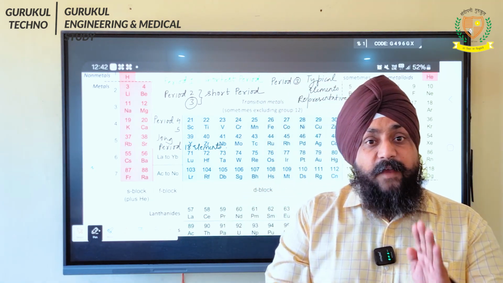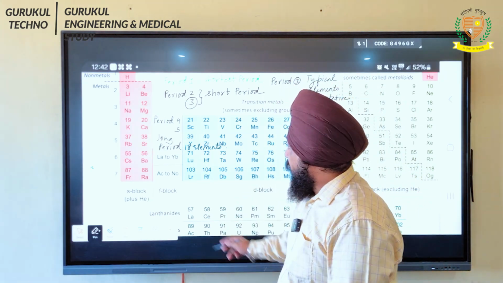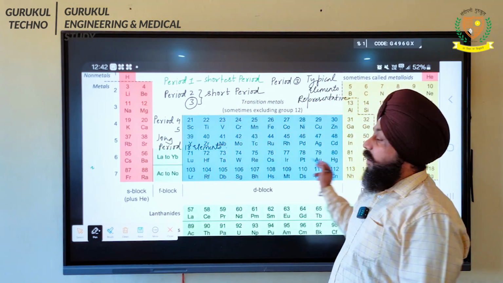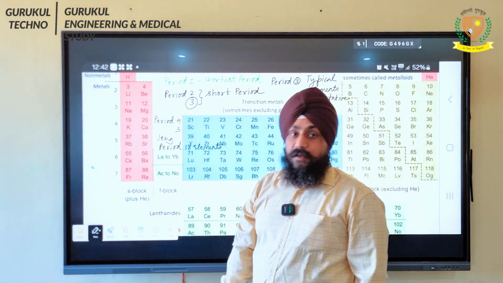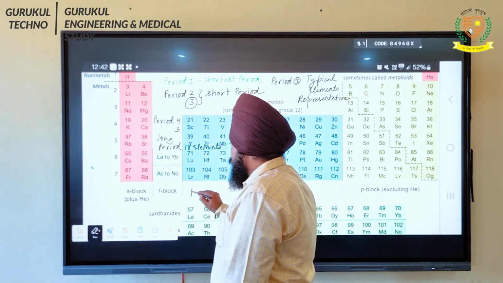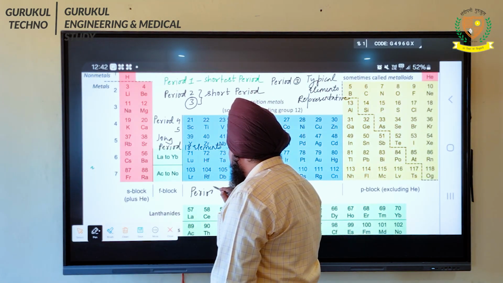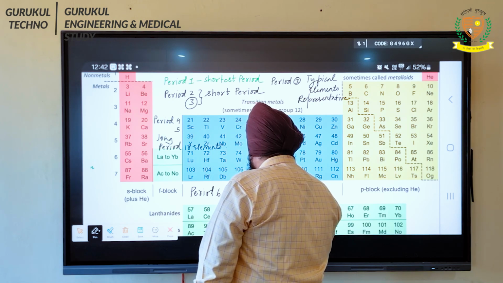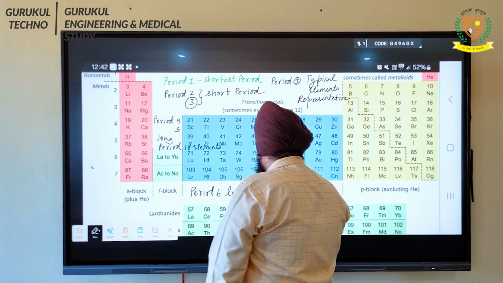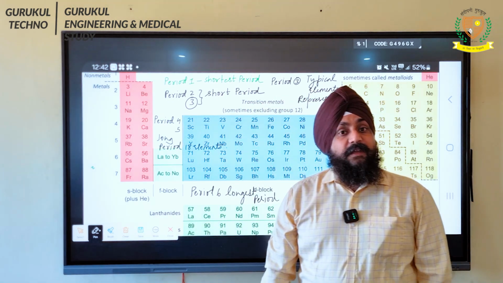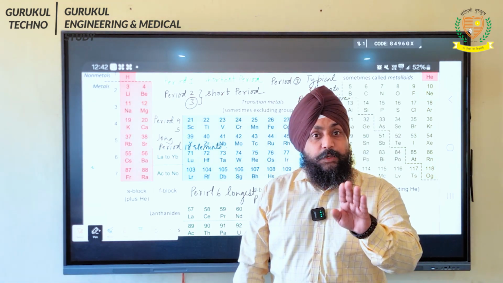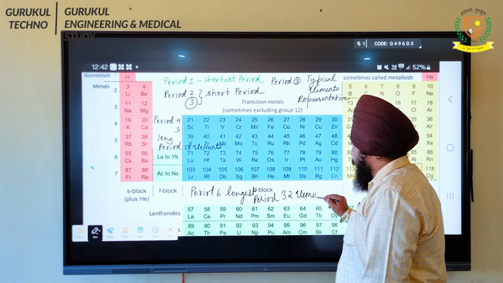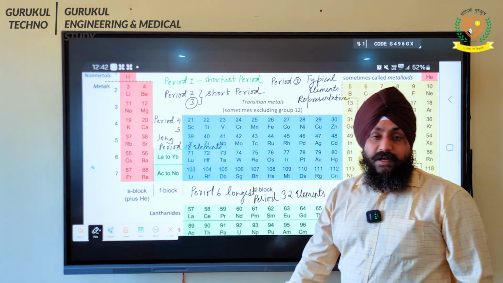Now students, we have the sixth period. The sixth period is the longest period of the periodic table. It is going to be the longest period, and it contains 32 elements, students.